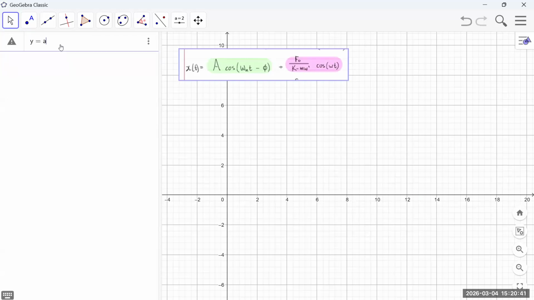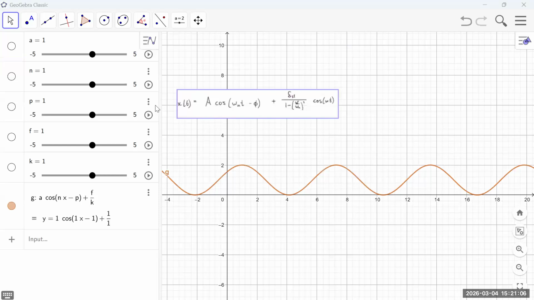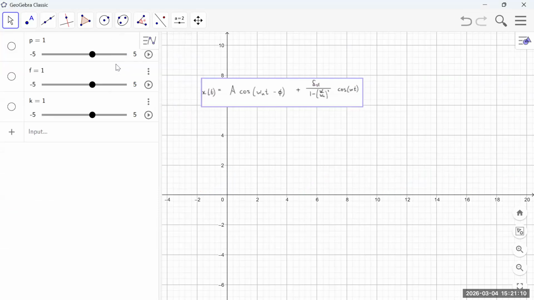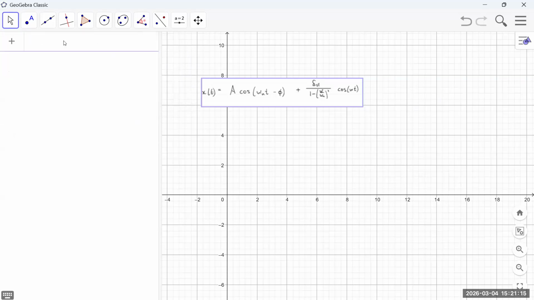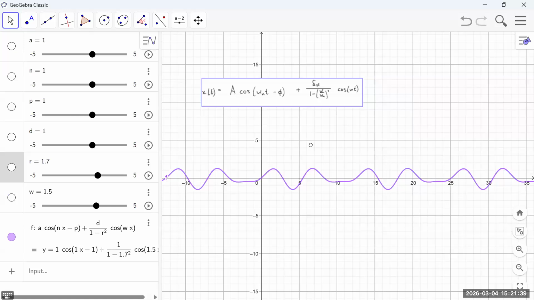So if we have y equals a number multiplied with cos of nx minus p, plus a number, let's just call it d, over 1 minus r, times cos of vx. So yeah, this is what I want you to see.